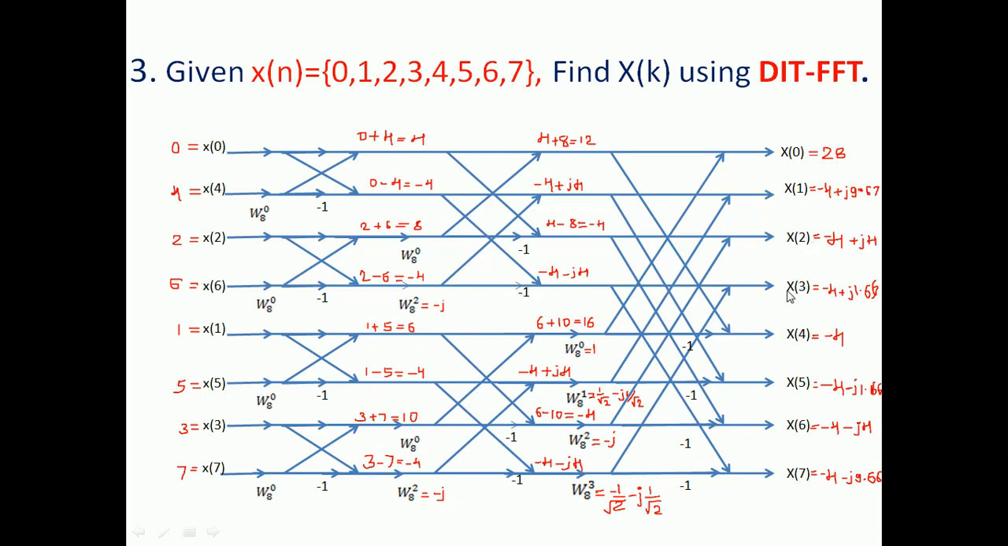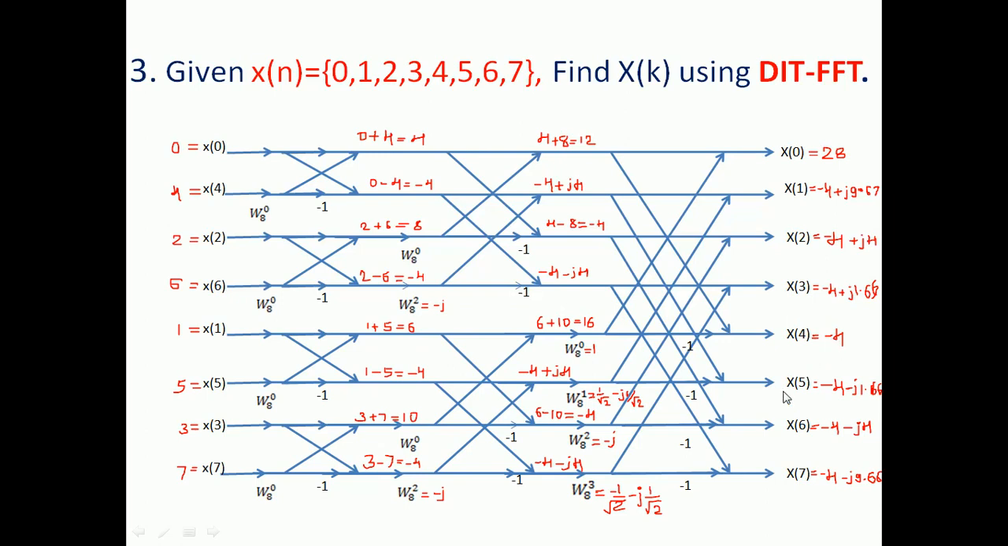At this point, we have minus 4 minus j4 multiplied with minus 1 upon root 2 minus j upon root 2. When you multiply these two and you add with this, you will get minus 4 plus j 1.66. So at this point we have 16 into 1 into minus 1, that is minus 16 plus 12. So we will get minus 4 as an answer for x of 4.